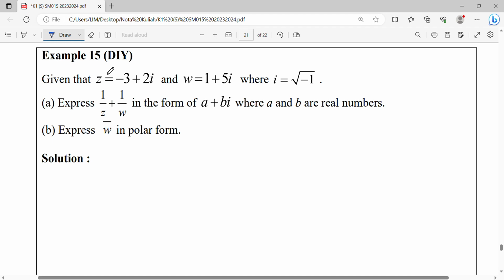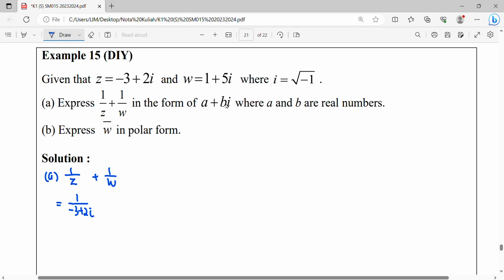For this example, given a complex number z and a complex number w, where i is equal to the square root of -1, express for the first one 1 over z plus 1 over w in the form of a plus bi, which means we want it in standard form, real part followed by imaginary part. So here, we're going to substitute z, which is -3 plus 2i.